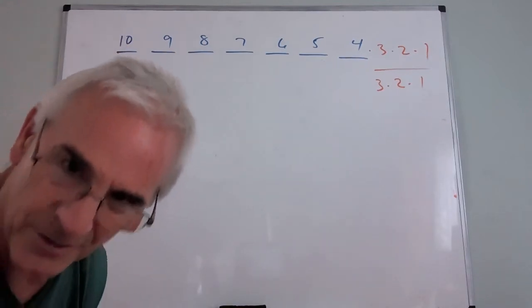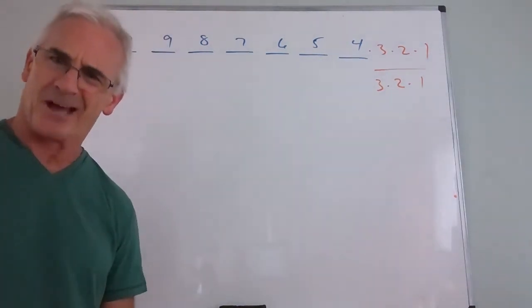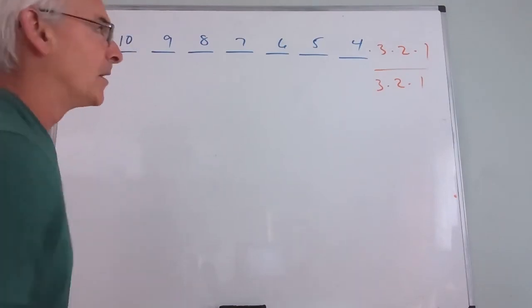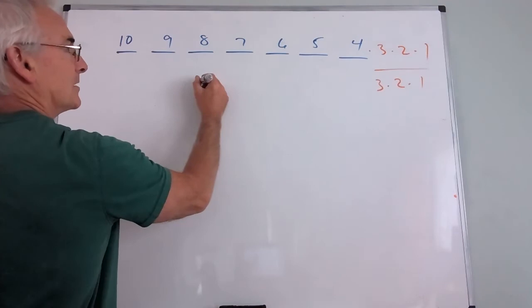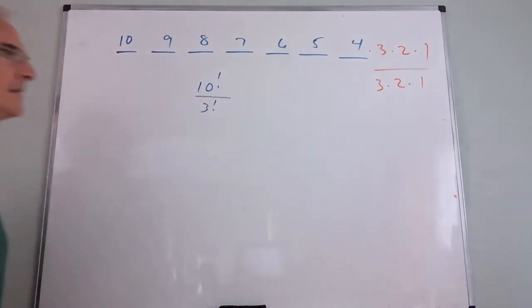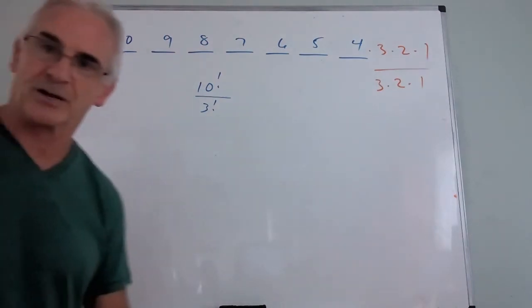Why would I do such a thing? Well, how many of you want to enter 10 times 9 times 8 times 7 times 6 times 5 times 4 into your calculator? Nobody does. But isn't this the same as 10 factorial over 3 factorial? Do you agree that's the same answer? By the way, you can do that on your calculator.